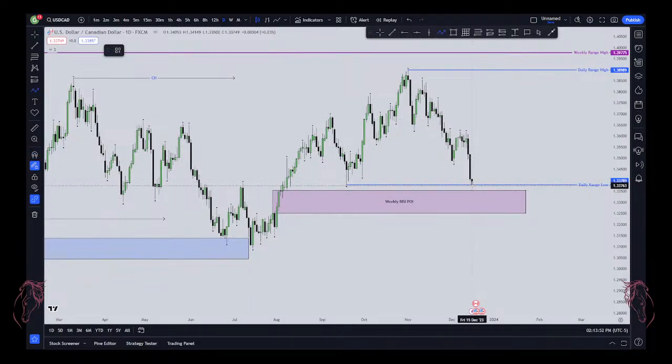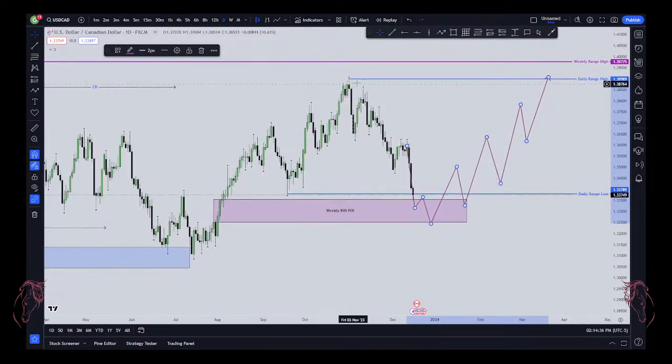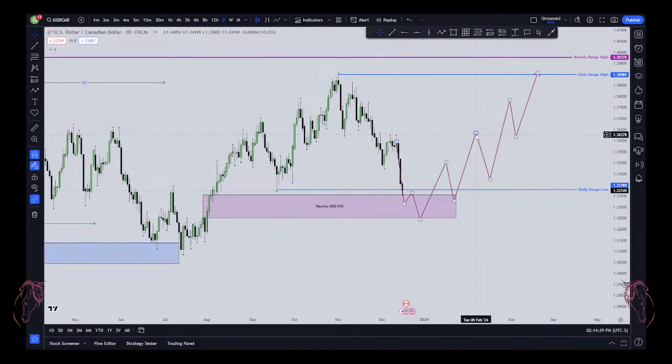Okay, so it made this down leg right here that swept this sell side liquidity, tapped into this weekly BISI. Again, I want to see price sweep sell side liquidity inside of this weekly BISI, retest this order block. Okay, this order block, because this is the order block that was responsible for this shift in market structure higher. This order block was responsible for the break of structure. So I'd like to see price retest this order block, then shift in market structure higher once more, then continue taking out this daily range high. So that's what I want to see price doing next week.